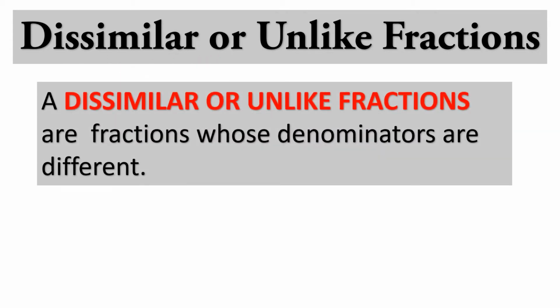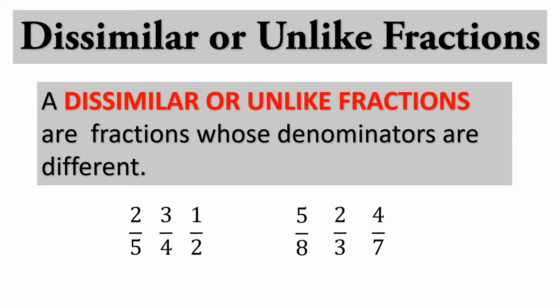Dissimilar or unlike fractions. Dissimilar or unlike fractions are fractions whose denominators are different. Examples: 2 fifths, 3 fourths, and 1/2. Another one, 5/8, 2/3, 4/7.